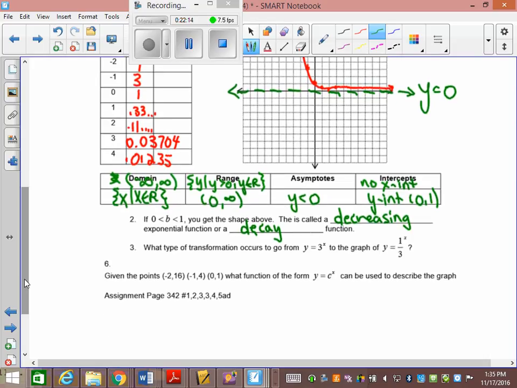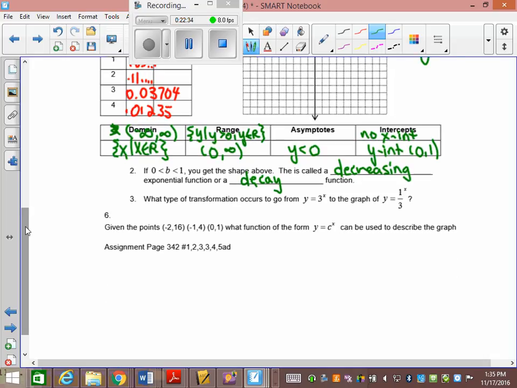Remember, though, if you get a negative a, it actually does the opposite. So if 0 is less than b is less than 1, and you have a negative a, you actually have an increasing function. And if b is greater than 1 and you have a negative a, you actually have a decaying function because it causes that reflection in the x-axis, which we're going to deal with tomorrow.